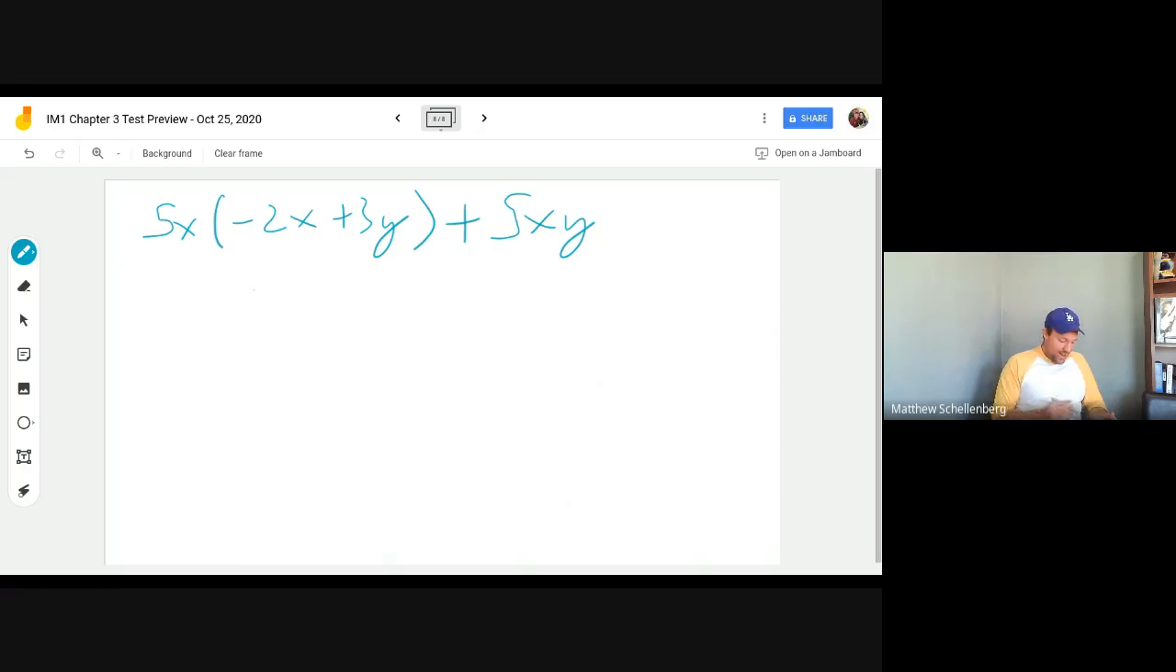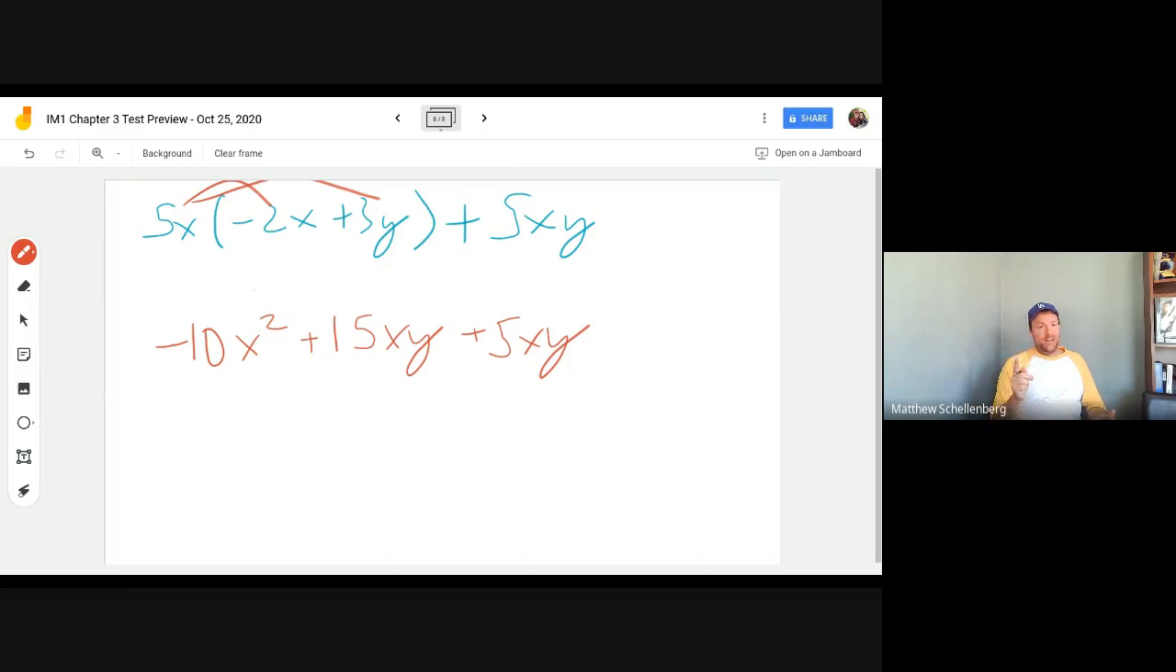Okay, great. Here we go. So me personally, I've already showed you the area model, so I'm just going to show you the old-fashioned distribution. 5x times minus 2x. 5 times negative 2 is minus 10. x times x is x squared. And then we have 5x times 3y. So that's going to be 15, because 5 times 3 is 15, and x times y, we just say xy. And this is plus 5xy.